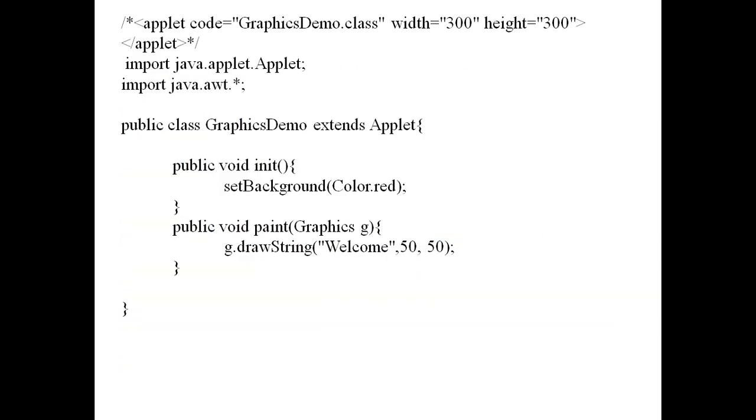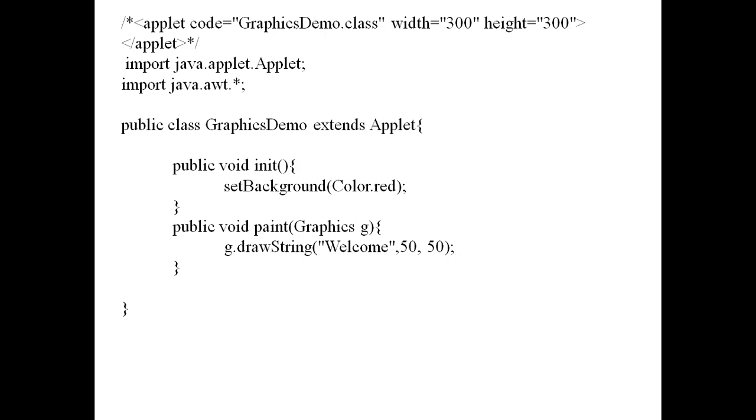Now this is an example where I am using two methods. One is the drawString method. I'm using the drawString method from the Graphics class. So I have defined the applet code first, and then in the class, the GraphicDemo class is extending the Applet class, and inside the init method I've used the setBackground method for setting the background of the applet.